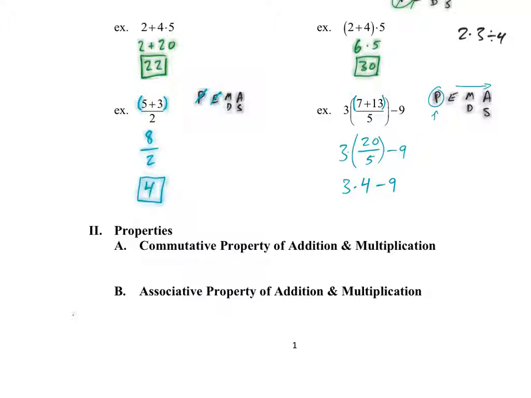And now we are done with parentheses. So no exponents in this section. So multiplication, division comes next. So 3 times 4 gives us 12. So now I have 12 minus 9. We're done with multiplication and division. So the last step is we do subtraction, and we get 3 for our final answer.